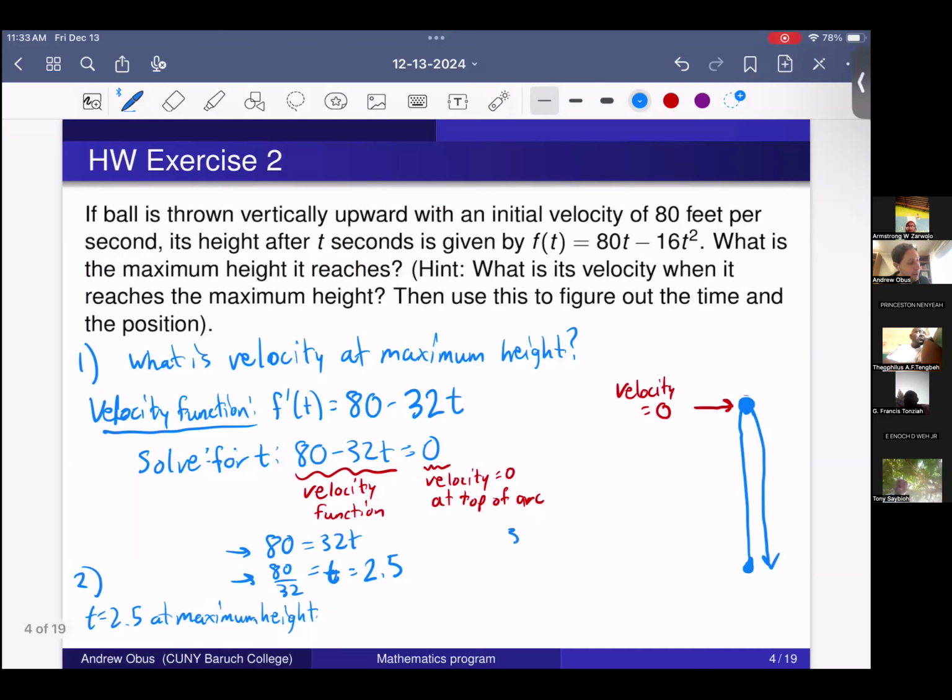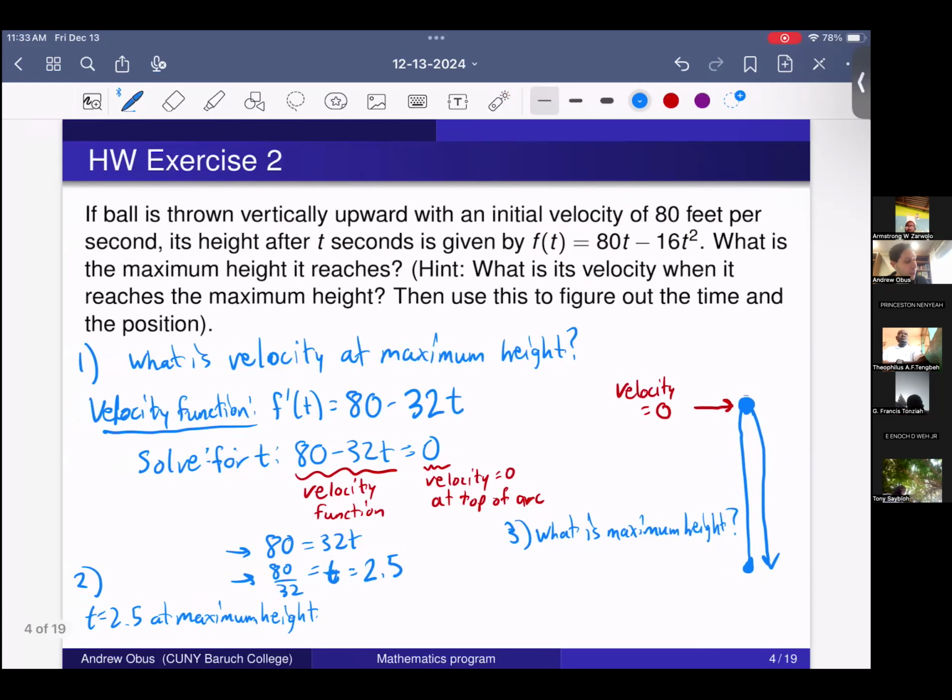And now we have three: what is the maximum height? Well, we have to plug our time into the height function, right? This is the height function, f of t. So we have to actually evaluate f at the time where it reaches its maximum height.